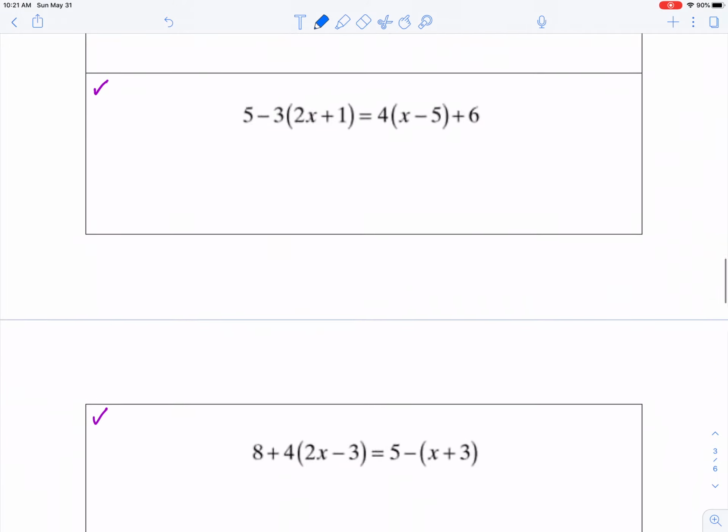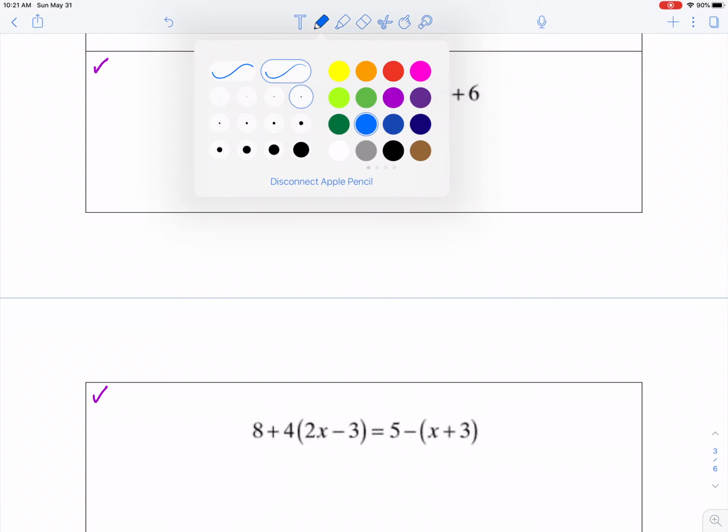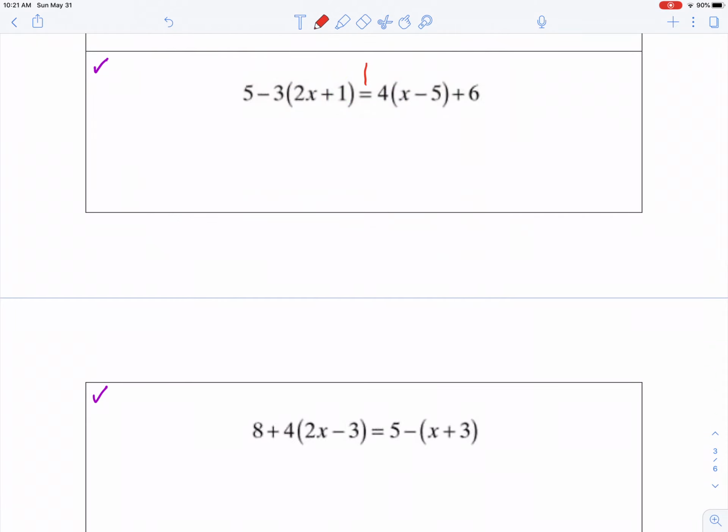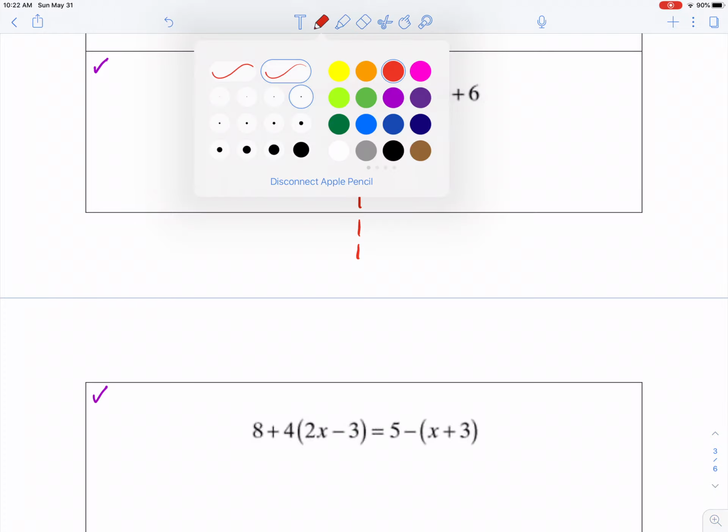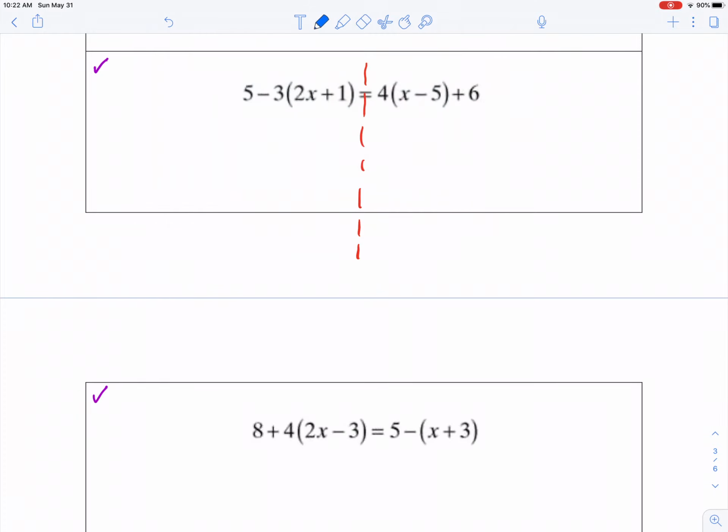All right, let's come down here and try one that's a little more complicated. Still has parentheses. I'm still making sure I separate left from right with my little dotted line to help me out here. There is a temptation on this one to start out with 5 subtract 3 is 2. But remember the order of operations. The multiplication has priority over that subtraction of 3 from 5.